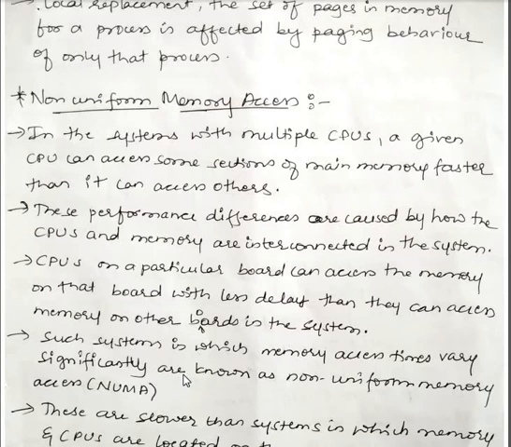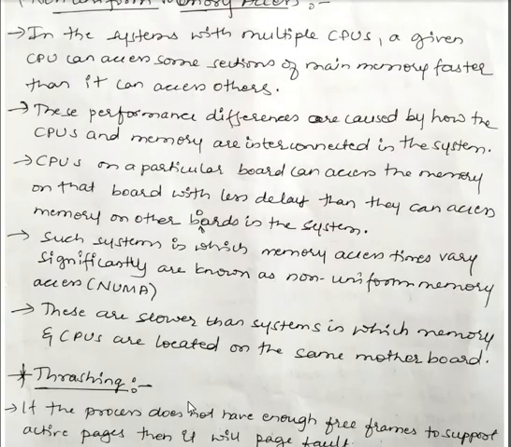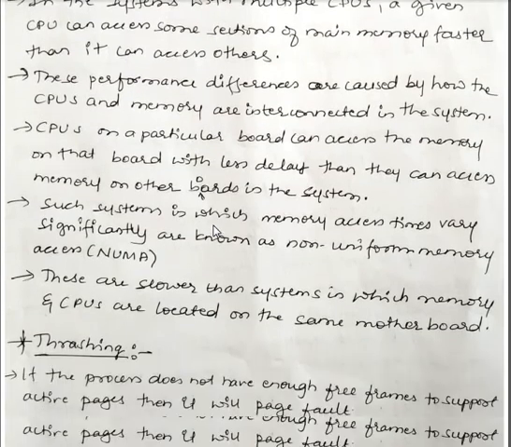If the time taken to access some data from the memory is different, then it is called non-uniform memory access. Due to non-uniform memory access, the system becomes slower, the execution time takes more time, and throughput also decreases because of the different interconnection in the system. That is why non-uniform memory access takes place.